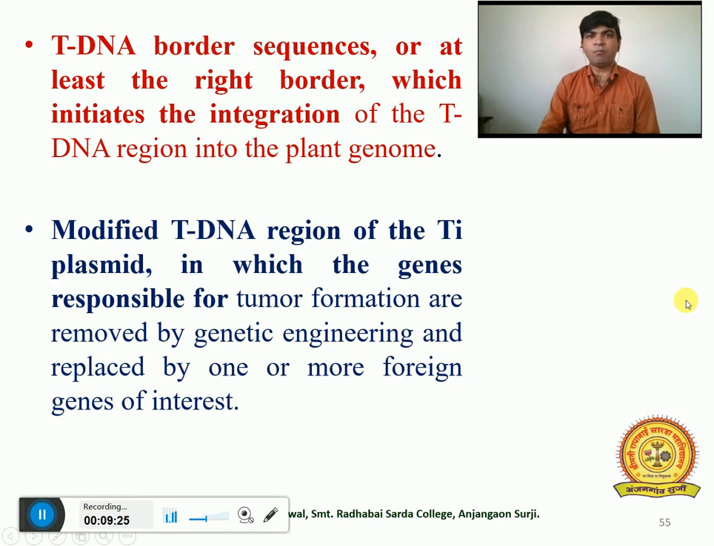Now this T-DNA border sequence, or at least the right border, initiates the integration of the T-DNA region into the plant cell. In the modified T-DNA region of the Ti plasmid, the genes responsible for tumor formation are removed by genetic engineering and replaced by one or more foreign genes of interest. This modified T-DNA region, where our gene of interest is introduced by replacing the genes responsible for tumor formation, plays a very important role in the transfer of the gene of interest.